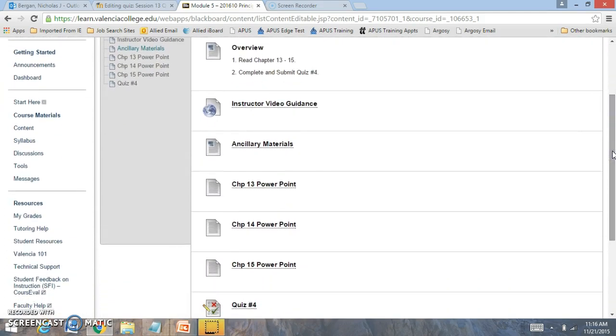In Module 5, we're going to be reading chapters 13 through 15. You're going to be completing quiz number 4. Quiz number 4 is going to be covering chapters 13 through 15. You're going to have 2 attempts on quiz number 4, 60 minutes, 25 multiple choice questions, and I'm going to take the highest of the 2 attempts.